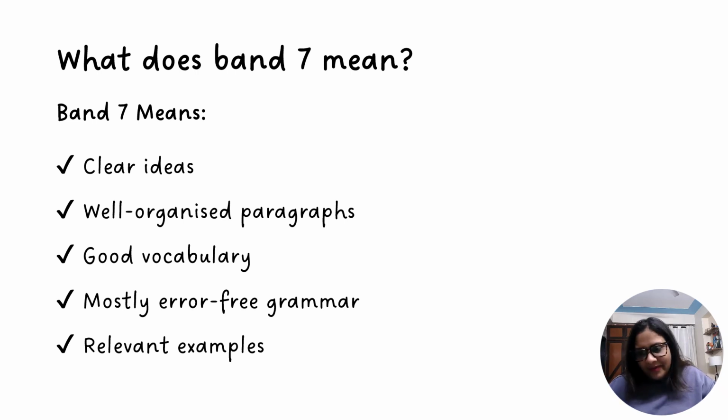Mostly error-free grammar. Yes, you can make minor mistakes, but it is preferable that your grammar is mostly accurate. In grammar, what are the things that are important? See the tense that you're using, especially in writing section 1, when you have to describe a graph. Be very particular about which year you're talking about, and use the tense accordingly. Then comes your punctuation. Then there is the use of articles. So, a different variety of grammar.